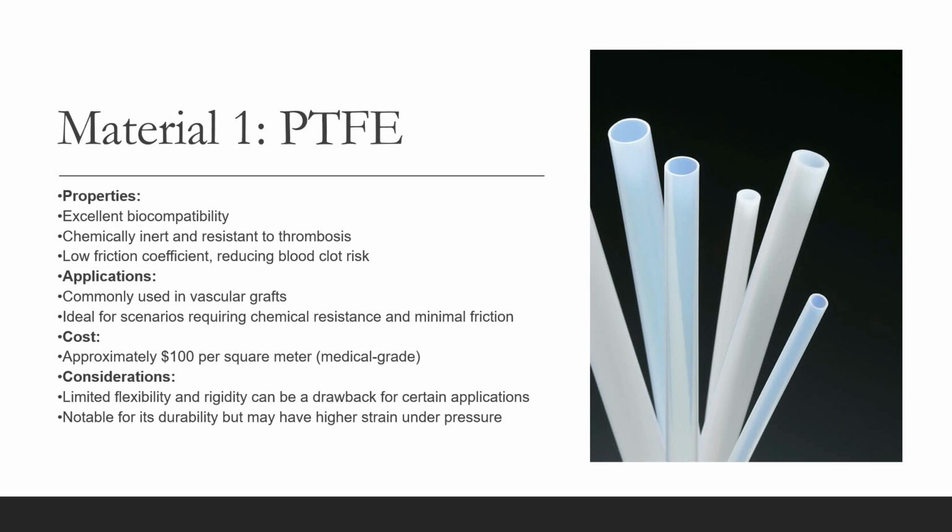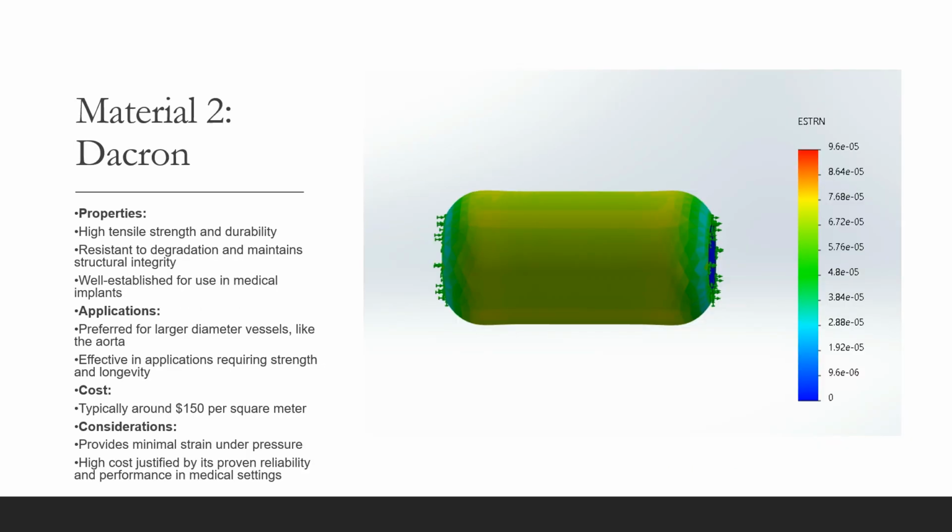Considerations: it has limited flexibility and rigidity. It can be a drawback for certain applications, and for its durability, it might have a higher strain, which is something that I also looked into, because the aorta is just a large vein and there's a lot of blood flow going through it. So I didn't really want a whole lot of strain. I couldn't do a strain test on this material in SolidWorks because it wasn't included in the library, and there wasn't really anything that was close to it. So I did hand calculations to determine a rough estimate of what the strain would look like.